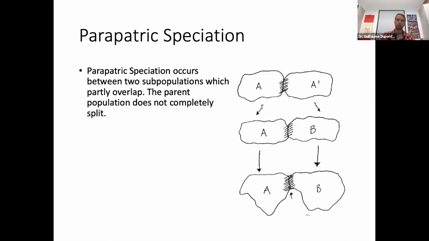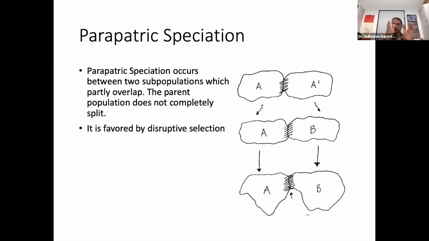So there are two more types which are not so common, rather unusual. We have the parapatric speciation, which occurs between subpopulations which still have some kind of overlap, where they can actually hybridize. But this type of speciation is favored by what we have discussed earlier, disruptive selection.